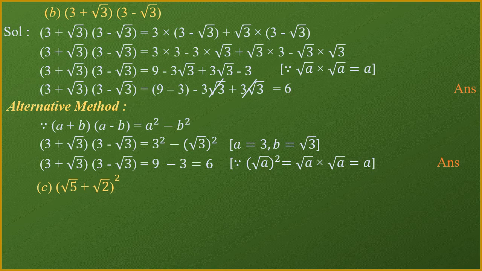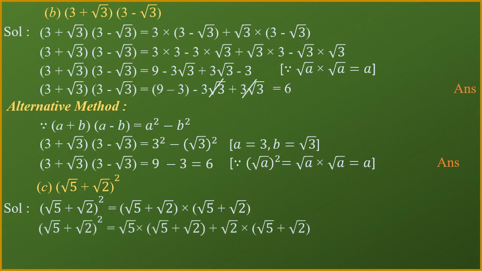Now the third part, root 5 plus root 2 whole power 2. Now see, I am solving this question with the help of the earlier method. You can solve this question with the help of the formula also, meaning you can apply the formula a plus b whole square and easily find it out. But here I am solving with the same method I did in the beginning. Root 5 plus root 2 whole power 2 I can write as root 5 plus root 2 again multiplied with root 5 plus root 2.